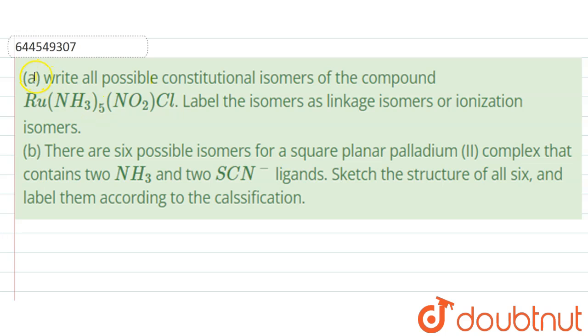Hello, students. Our question is, in the A part, write all possible constitutional isomers of the compound [Ru(NH3)5NO2]Cl. Label the isomers as linkage isomers or ionization isomers. And in the B question, there are 6 possible isomers for a square planar palladium complex that contain 2 NH3 and 2 SCN- ligands. Sketch the structure of all 6 and label them according to the classification.